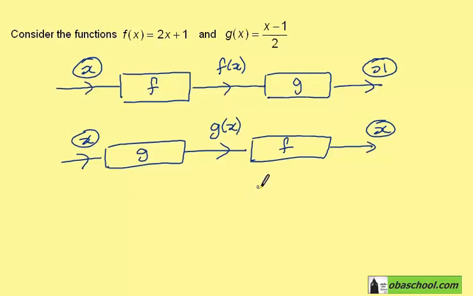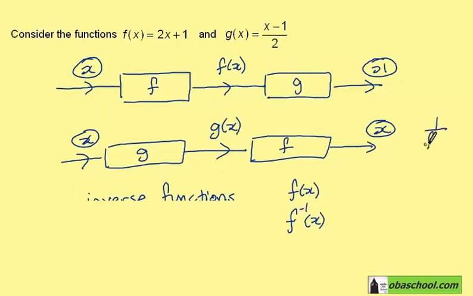Functions like this have a special relationship. They're known as inverse functions. Usually, if we have a function f of x, we write its inverse function as f minus 1 of x. But note, this is not a power. It does not mean 1 over f of x. This is just a notation that tells us that this is the inverse function. So here g is clearly the inverse of f.